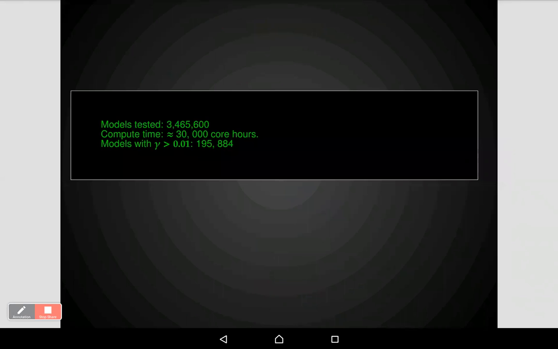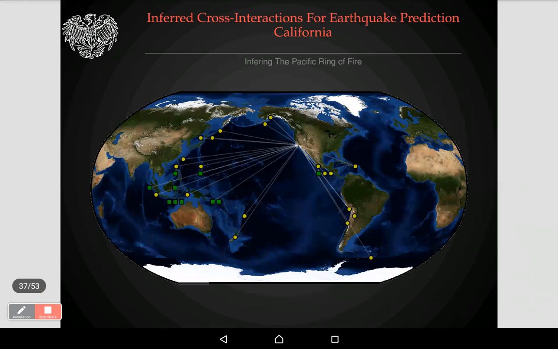In our test system, we inferred about 3.5 million models. The compute time was about 30,000 core hours. And even when we threw away models with a coefficient of causality less than 0.01, we still ended up with roughly 200,000 models.